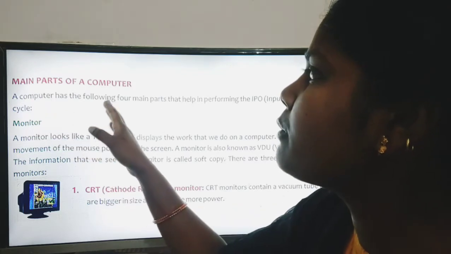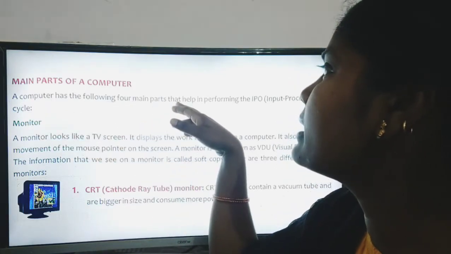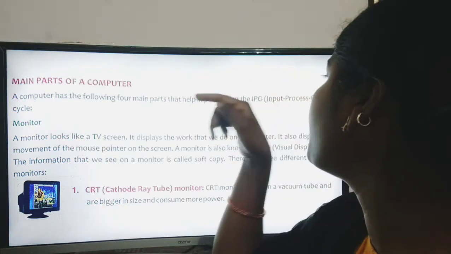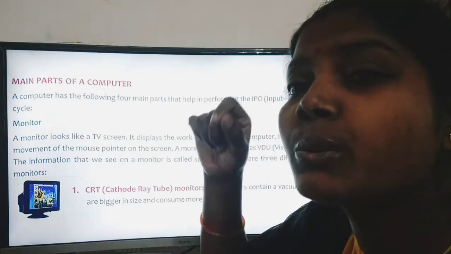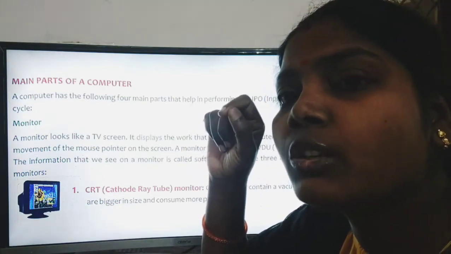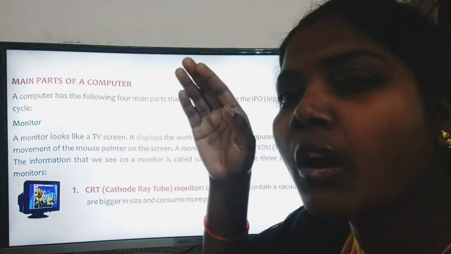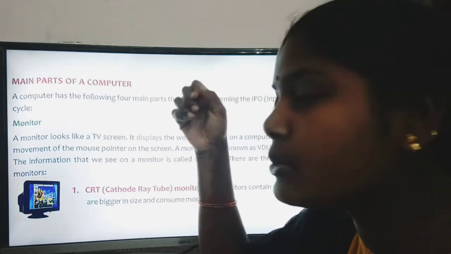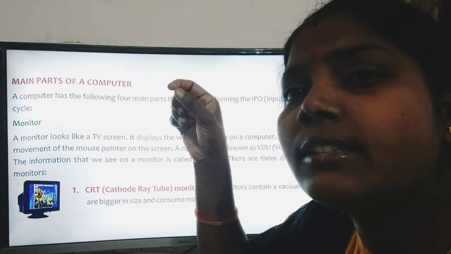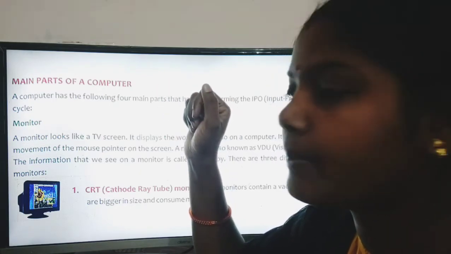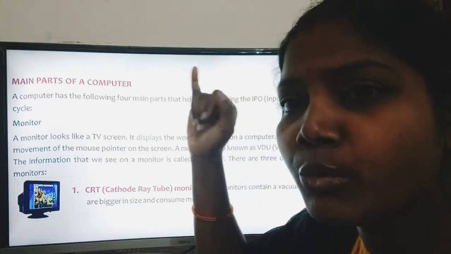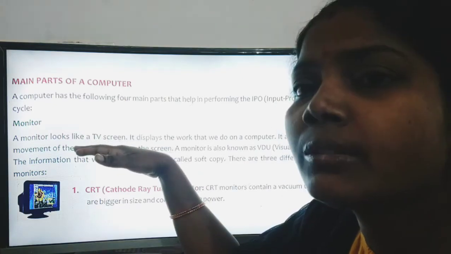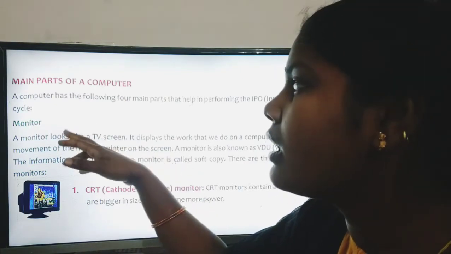A computer has the following 4 main parts that help in performing the IPO. IPO means input, process and output. You learned in second standard what input, process and output are, and today we are going to learn a little more deeply in this lesson. So the main parts of a computer, first we learn the monitor.